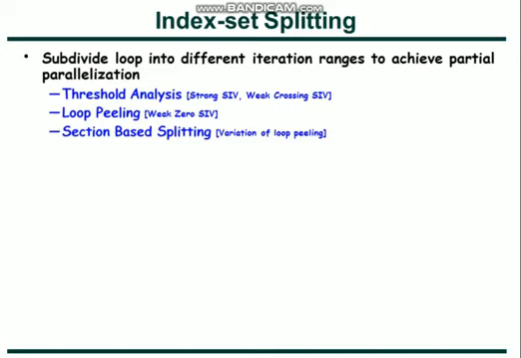Sometimes it is possible that one part of the loop can be vectorized while the other part has to be executed in sequence. Such a technique where we try to vectorize a partial loop is known as index set splitting. It divides the loop into different iteration ranges to achieve partial parallelization. It is applied when all iterations are not involved in dependence.